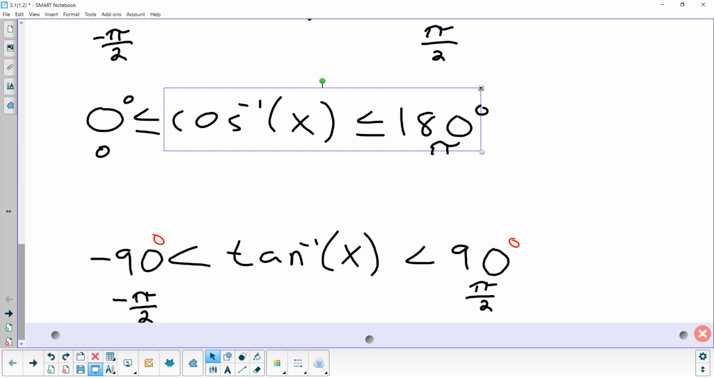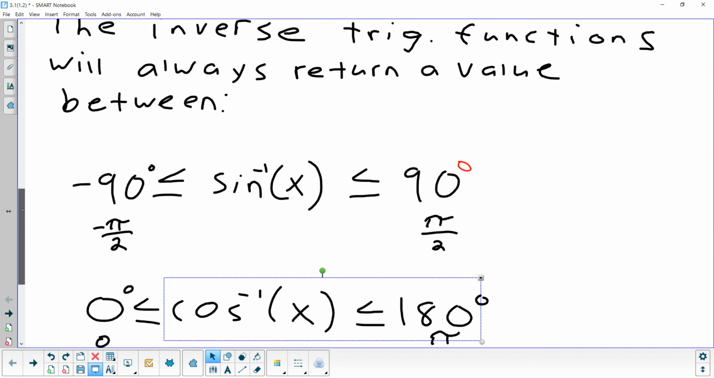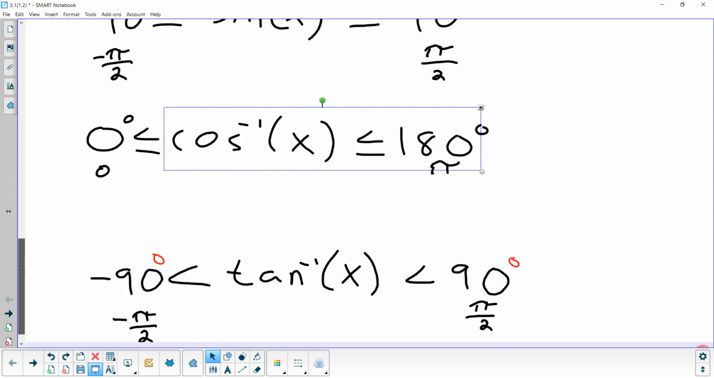And for inverse tangent, it looks similar to inverse sine, negative 90 to 90, but it actually is a little different. Anybody see what's a little bit different about the inverse tangent, Jess? It's not or equal to. It's not equal to. And there's a reason why it's not equal to.